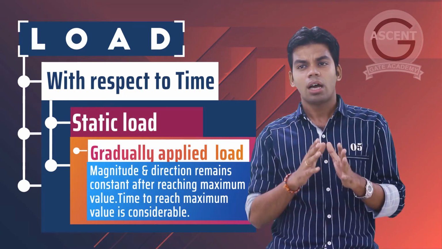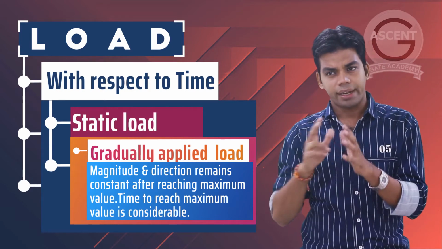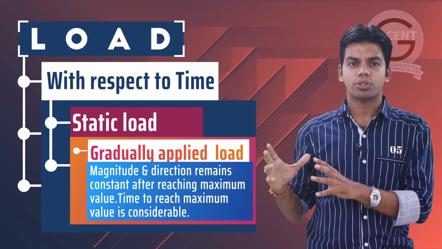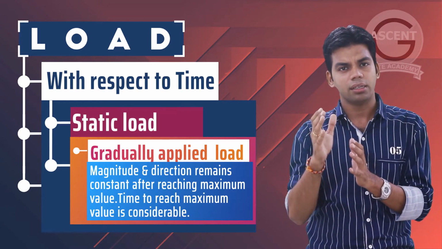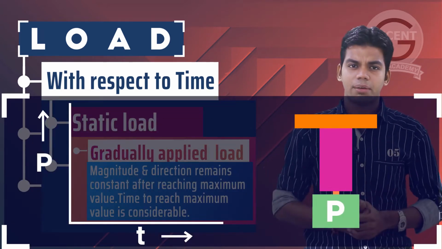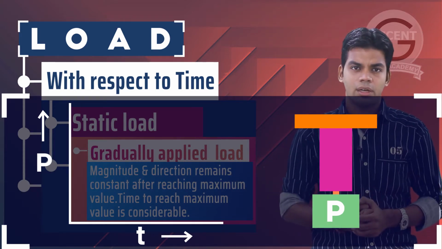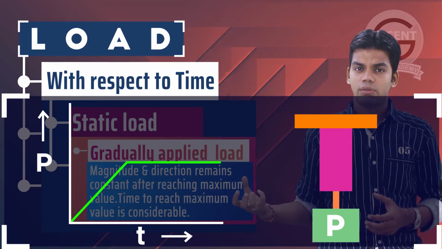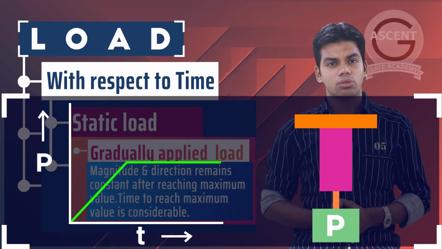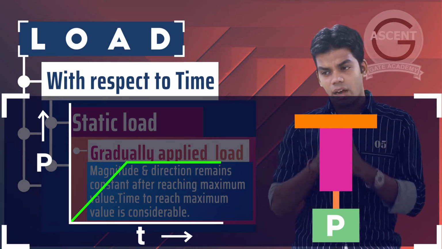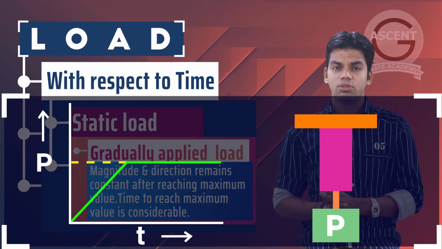In gradually applied load, after some time we get the maximum load and that maximum load remains constant with respect to time. For example, suppose I am having a bar and I am hanging a load, let's suppose P, on it. Initially the load will increase gradually. If I tell you, the graph would be like this: slowly the load increases, and after some time it will remain constant. So this is nothing but the gradually applied load.